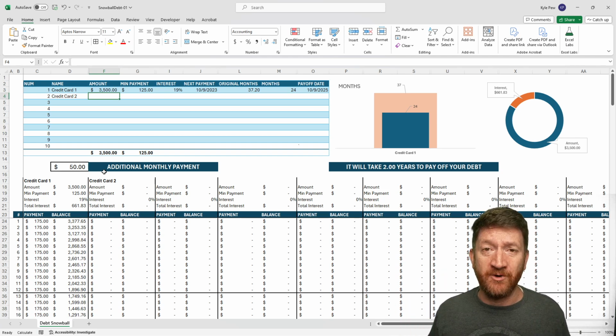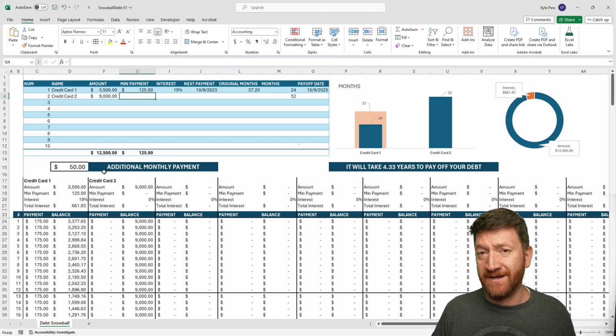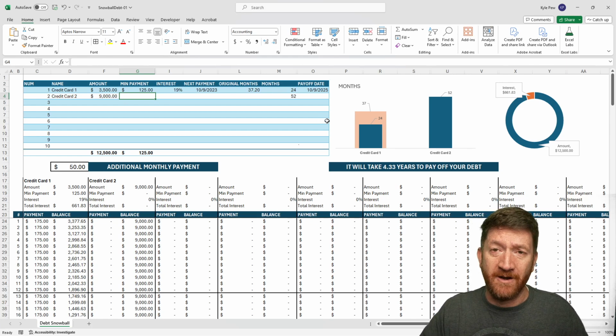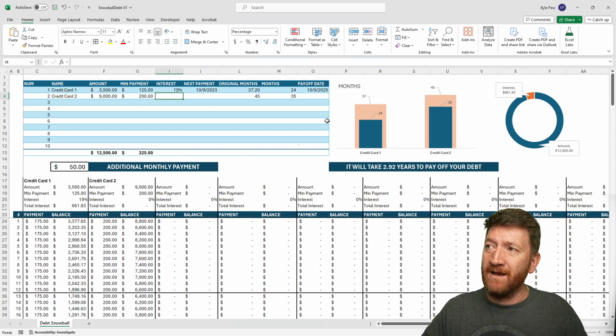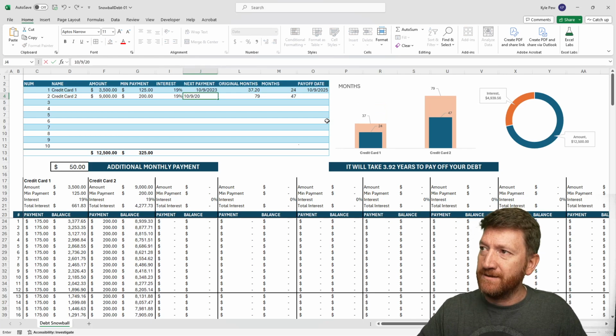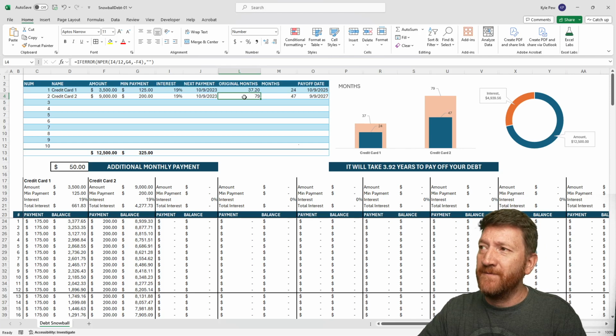So the first credit card was at $3,500. My next credit card, let's say this one's got $9,000 on it. $9,000 of debt on this second credit card. And my minimum payment on this one, let's say it's $200. And I've got another 19% interest rate, and this one is due on the 9th of every month as well. All right, let's see what we've got. So now we've got roughly 79 months if we pay just the minimum value here of $200.